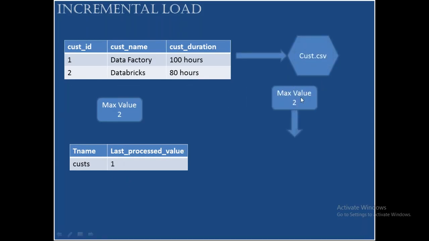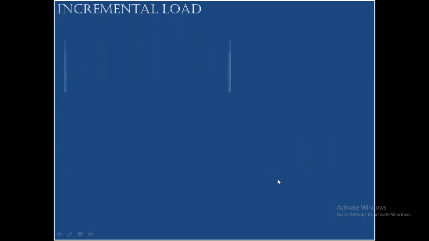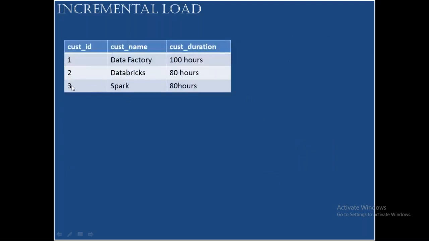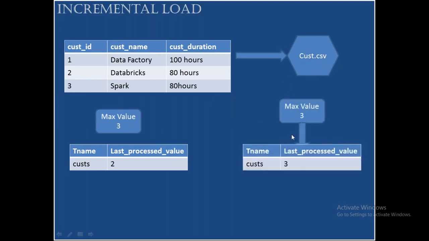That one record I will copy into my blob storage. Then I need to update my max value in the last processed value, saying that I have copied up to 2 records. Now I have added one more record. Max value is 3, last processed value is 2 now. So I will copy only the third record. How will I know the third record? I need to copy select star from cust table where CID greater than 2. So now I will load that third record into this table. This max value I will update in the last processed value. Okay, this is how the incremental load will happen.